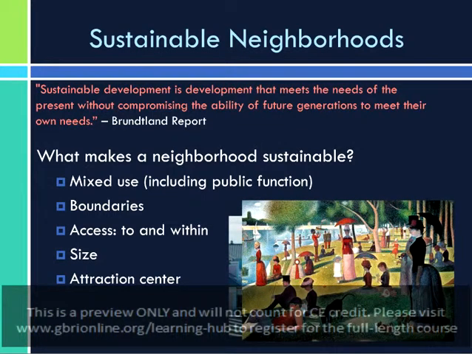Access. A good neighborhood is well connected, both to the larger city or region and within itself. Within a neighborhood, there should be viable options for multiple types of transportation, such as auto, bike, walking, or rail. A neighborhood should also have access to other neighborhoods at several points, rather than being fenced off or inaccessible.